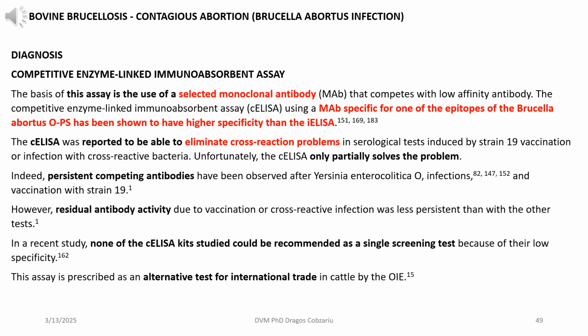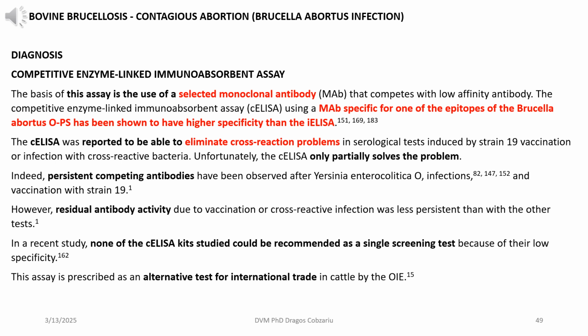Competitive enzyme-linked immunosorbent assay. The basis of this assay is the use of a selected monoclonal antibody, mAb, that competes with low-affinity antibody. The competitive enzyme-linked immunosorbent assay, SELISA, using a mAb specific for one of the epitopes of the Brucella abortus OPS has been shown to have higher specificity than the IELISA. The SELISA was reported to be able to eliminate cross-reaction problems in serological tests induced by strain 19 vaccination or infection with cross-reactive bacteria. Unfortunately, the SELISA only partially solves the problem.